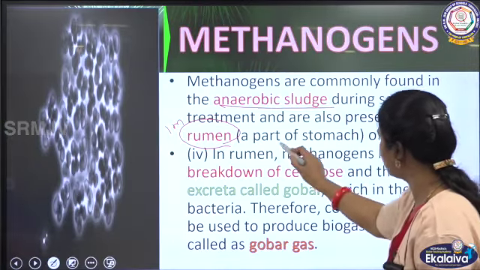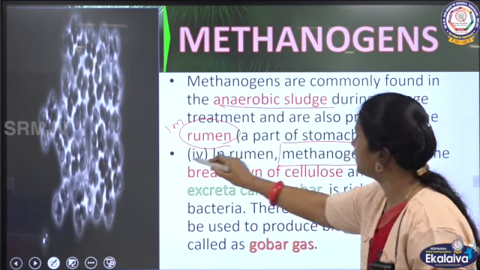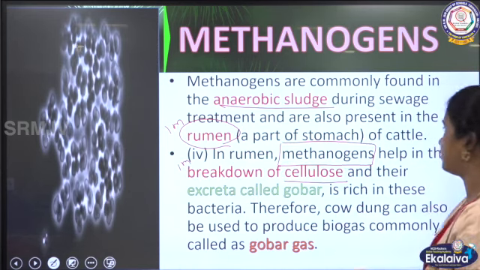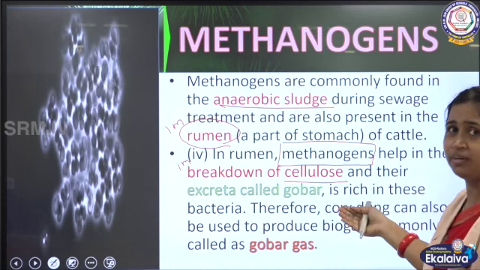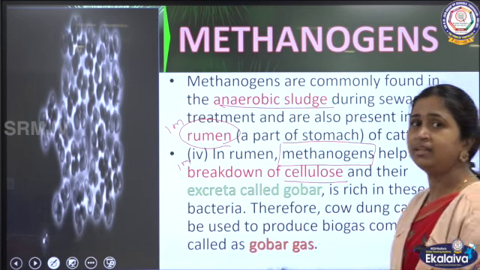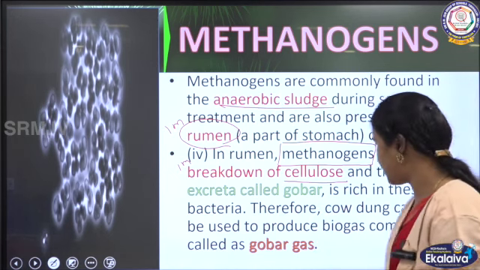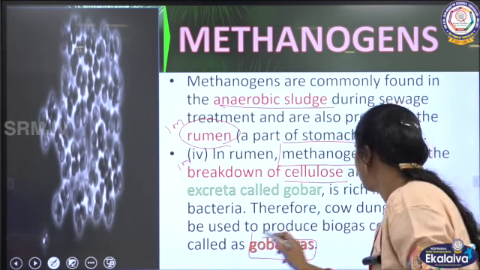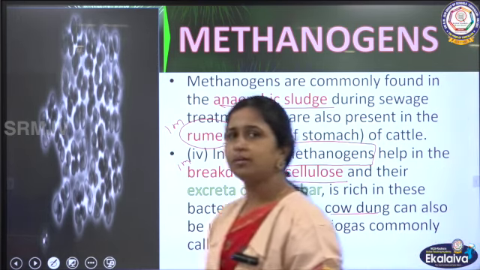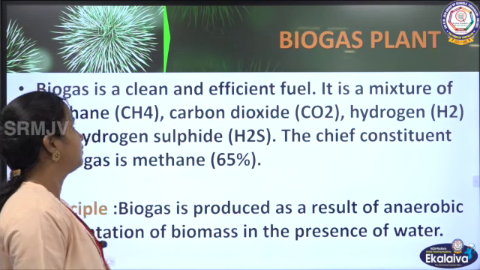Okay, in the rumen, what is the action of methanogens? Another type of question: they help us to break down the cellulose. Since methane is present there and produced, we call it gobar gas. The other term for biogas is gobar gas. Therefore, cow dung can also be used to produce biogas, which is also called gobar gas.